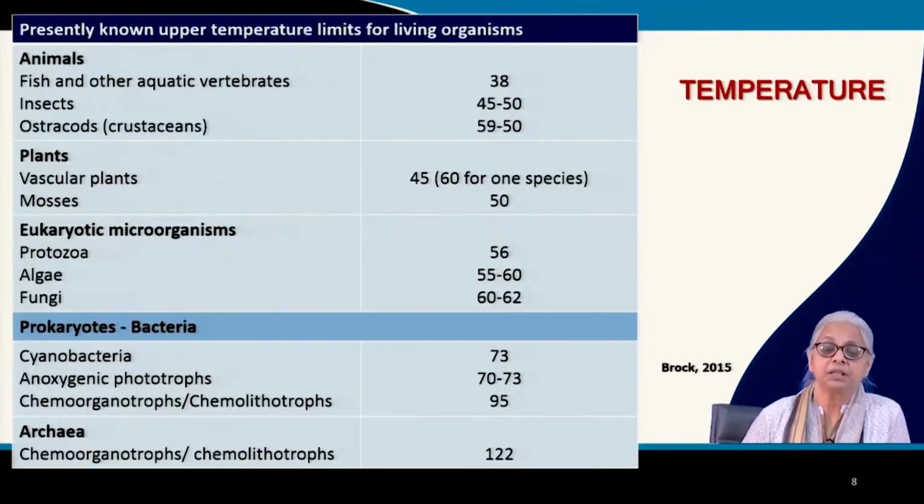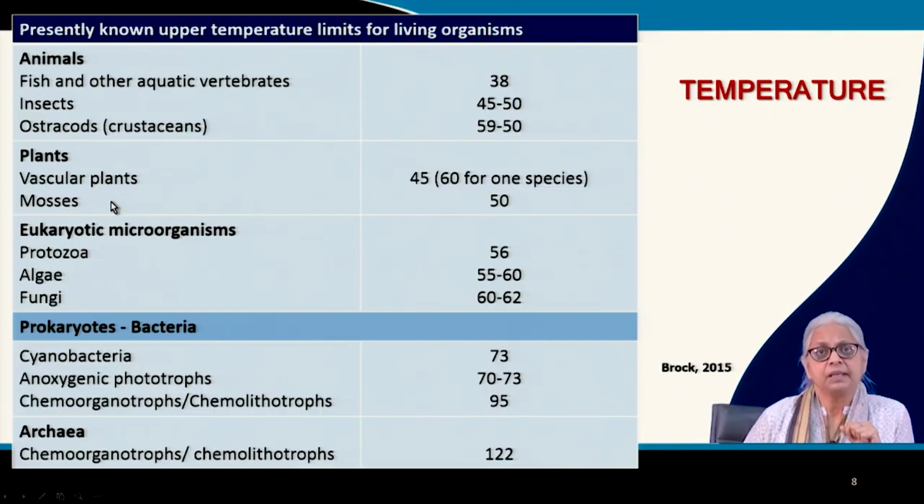What is the upper limit for different living organisms? Now let's take a look at that. Fish and aquatic vertebrates have an upper limit of 38 degrees centigrade. Insects can survive higher temperatures, 45 to 50 degrees centigrade. Crustaceans, the ones with shells, can survive even higher temperatures, 50 to 59 degrees centigrade.